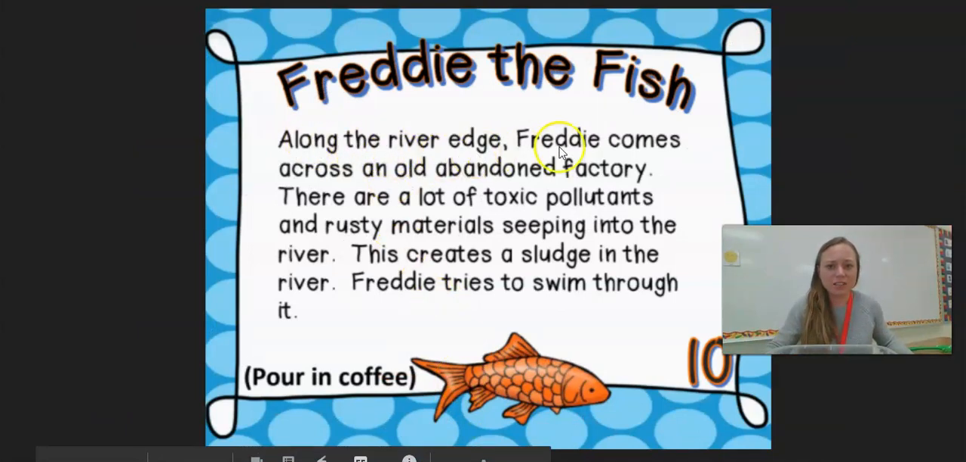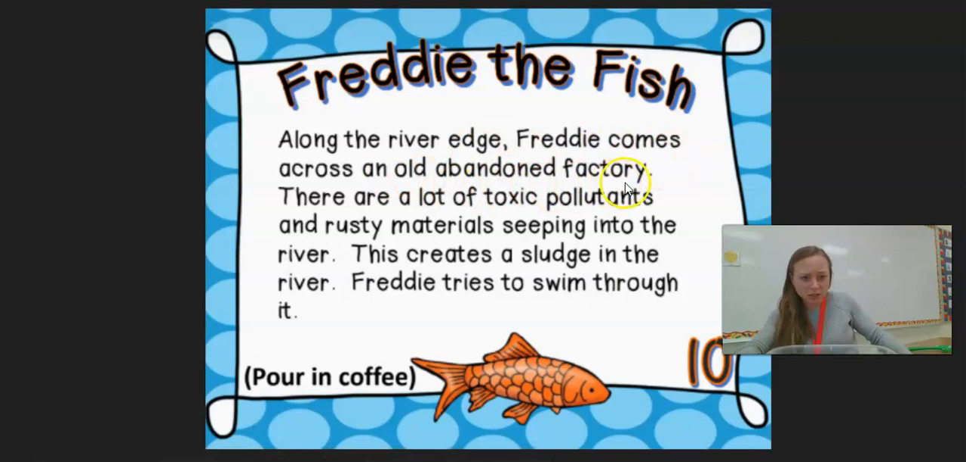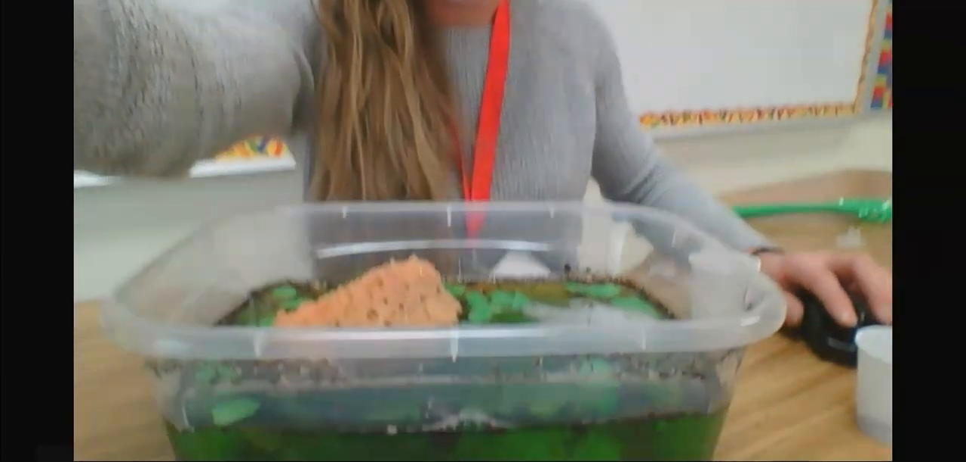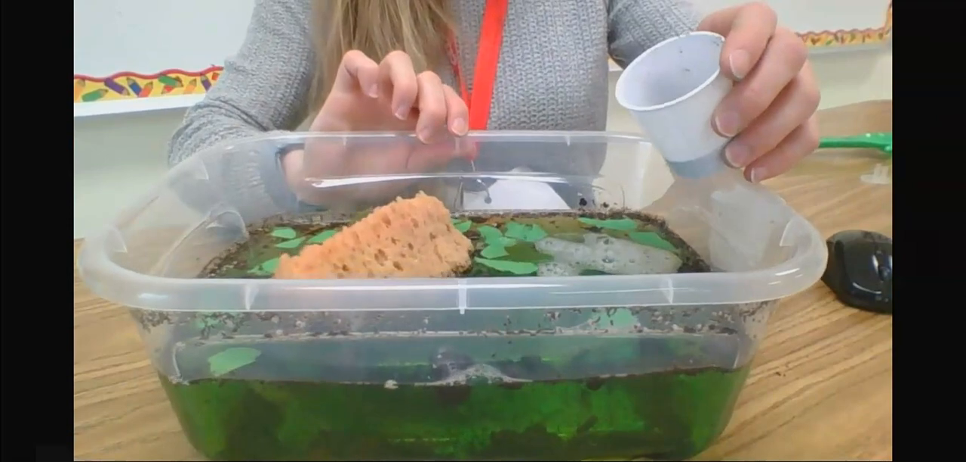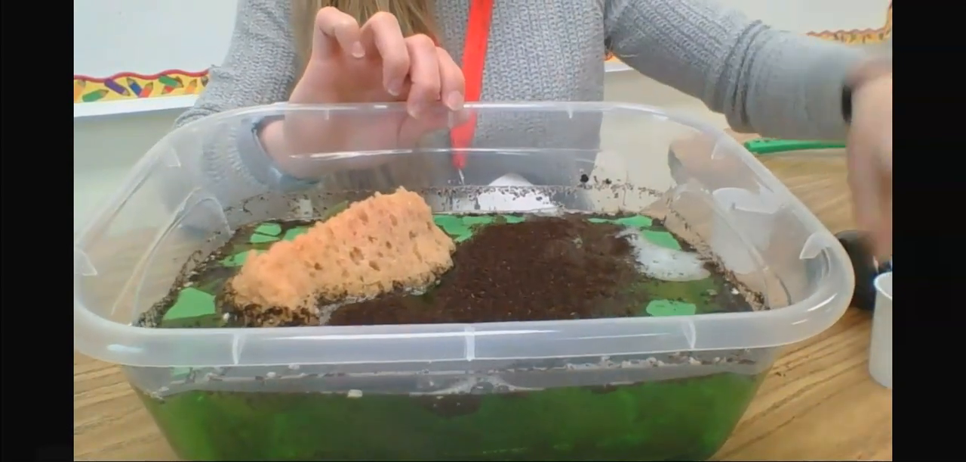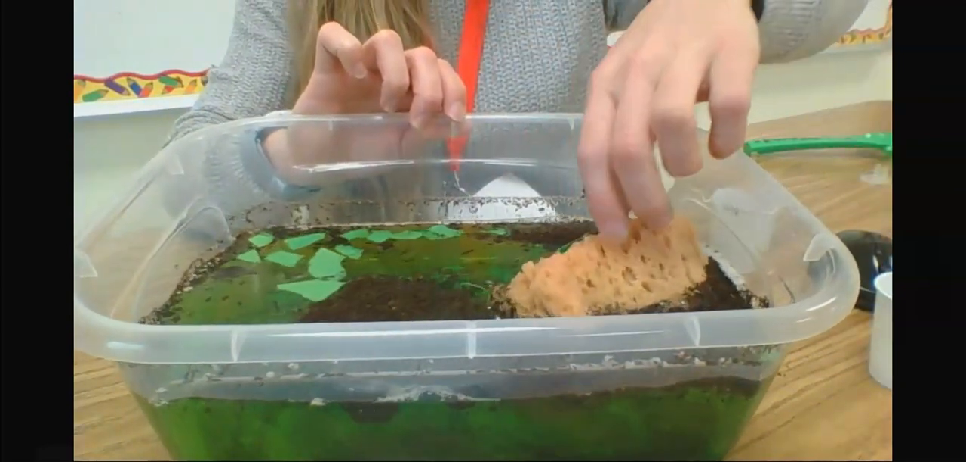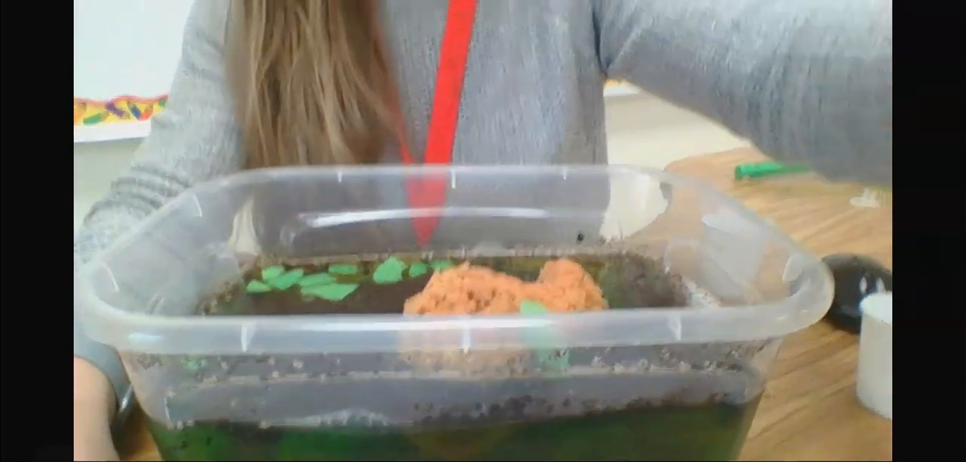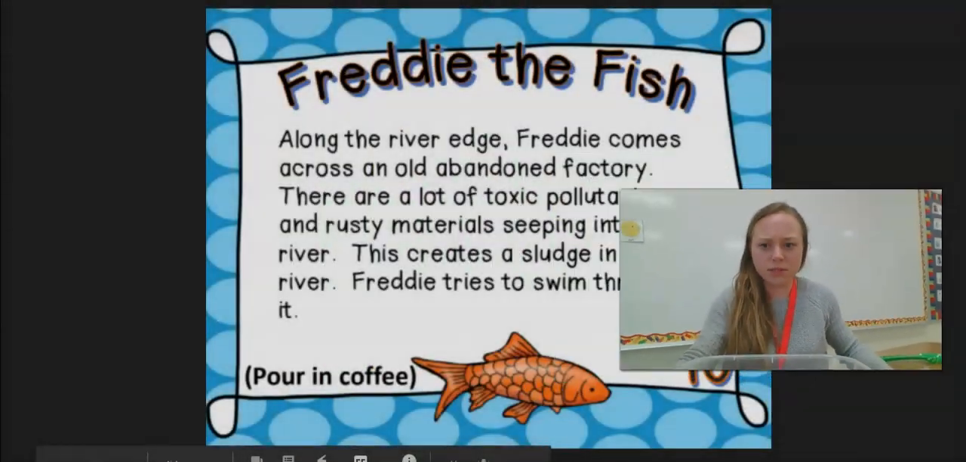Along the river's edge, Freddie comes across an old abandoned factory. There are a lot of toxic pollutants and rusty materials seeping into the river. This creates a sludge in the river. Freddie tries to swim through it. Oh boy. All right, let's pour in the sludge. Oh, gross. Oh, how is Freddie gonna swim through that? Ooh, it's all over him. He's getting stuck in it.